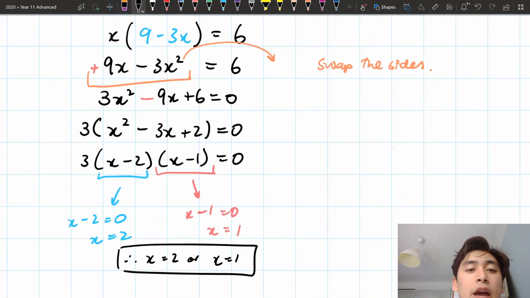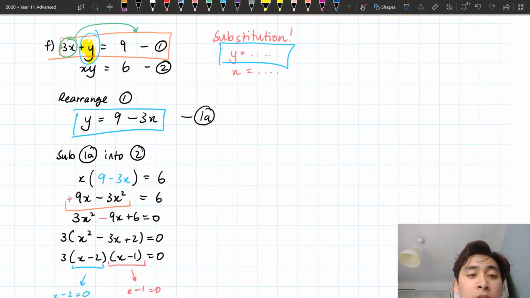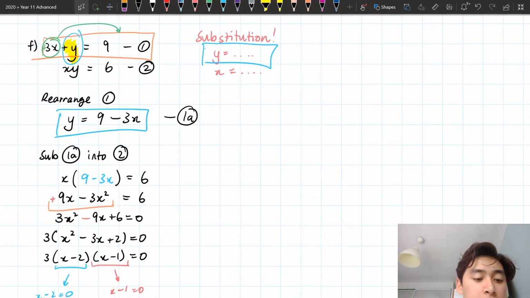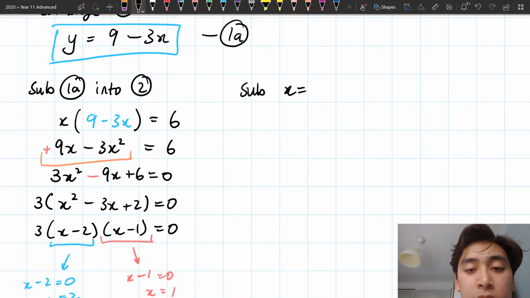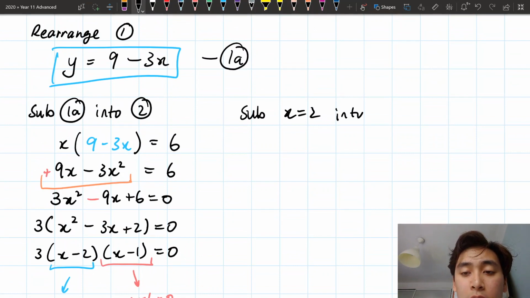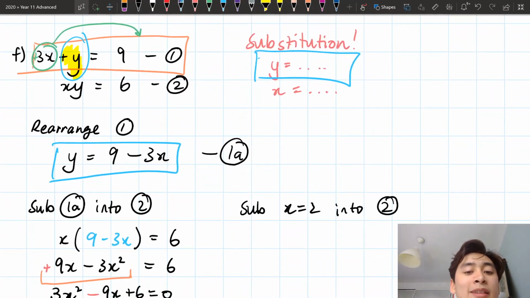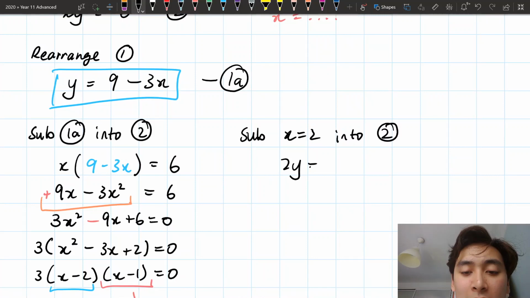Now what I need to do, like the previous question, is substitute those back into my original equation. So any one of them will work. So I'm going to actually substitute it into 2. So I'm going to sub x is equal to 2, which is the value that we found at the bottom here, into equation number 2. So if you have a look at equation number 2, I have xy is equal to 6. Xy just means x times y. So here it's going to be 2 times y is equal to 6. So y is equal to 3.